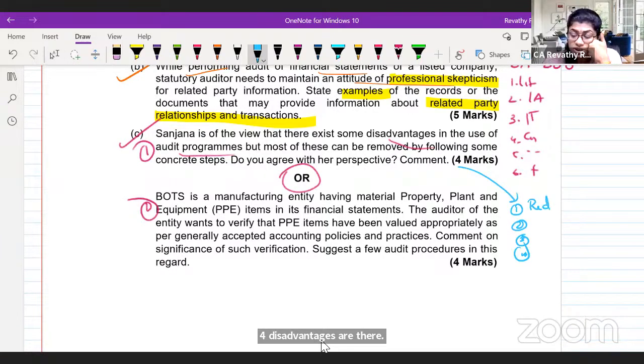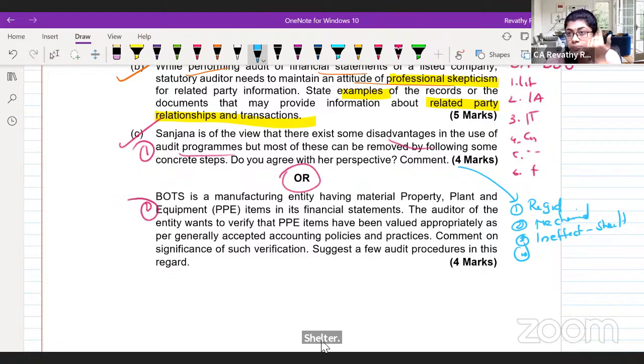Audit becomes rigid, inflexible. Audit becomes mechanical. Ineffective assistance may take shelter. Hard and fast program may kill the initiative of the people.